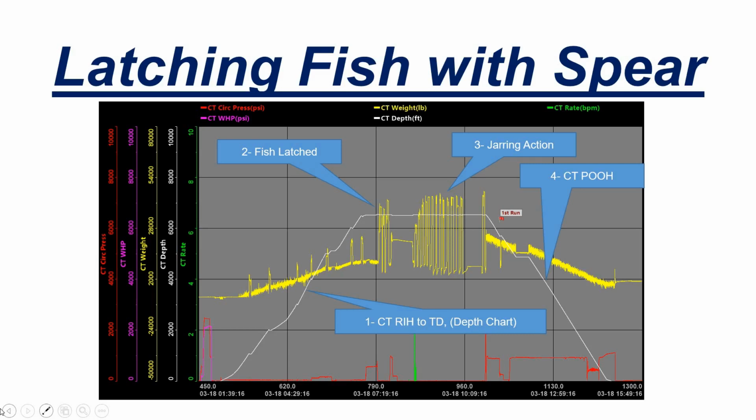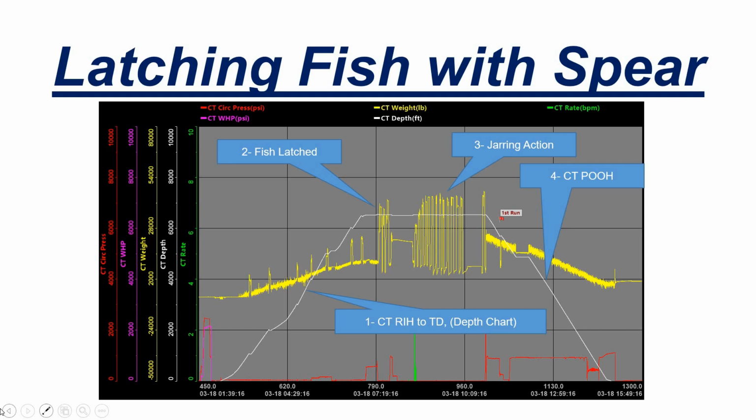To continue our discussion about coil tubing fishing, here we'll discuss how to latch a fish with the help of a spear fishing tool. In our previous tutorials, we have already discussed what a spear is and how it works. Now we'll see how to latch a fish using the GS spear tool or hydraulic spear tool.